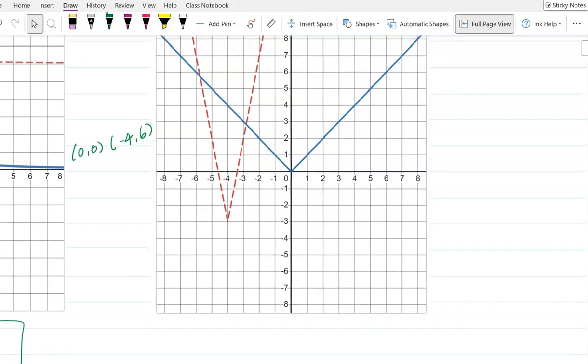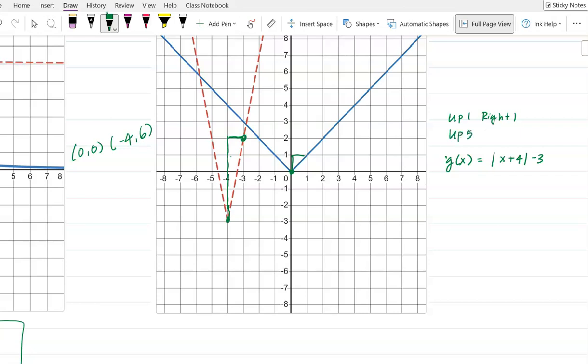Okay, next. So if we look at the vertex to this new vertex, I could make an equation, and they wanted it in absolute value. So from (0, 0) to (-4, ...), it's going to go x plus 4, and then down 3, and then we went up 1 and right 1. But for this, we're going to go up 1, 2, 3, 4, 5, and right 1. Up 5 and right 1. So to get from there to there, we multiply the y's by a 5.